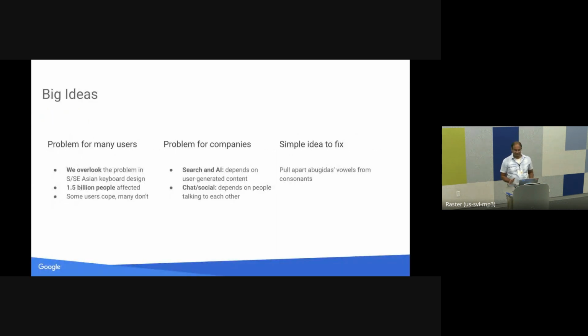So there are three big ideas I want to talk to you about. One is that there is a problem and that it affects many people. This affects people who speak South Asian and Southeast Asian languages, and this affects 1.5 billion people. This is also a problem for companies. So if you're in a company that, you can think of some that care about search and AI or chatting and social media, then your company probably cares about these issues too. You are dependent on these things working well. And that there's a simple idea to fix these problems.